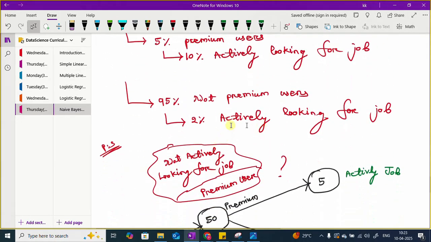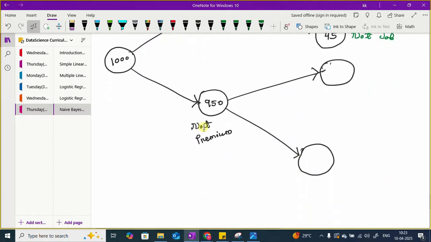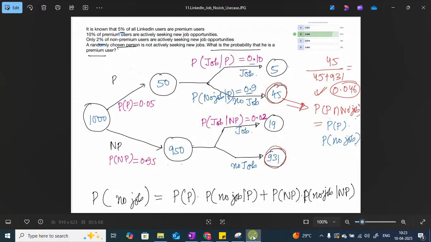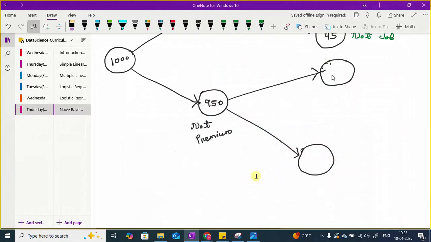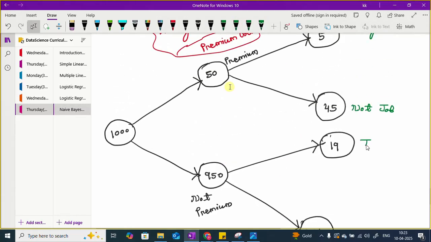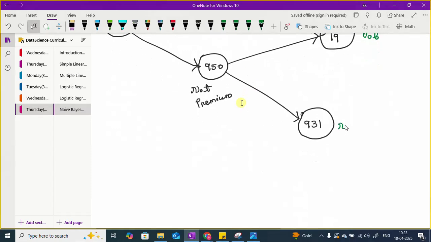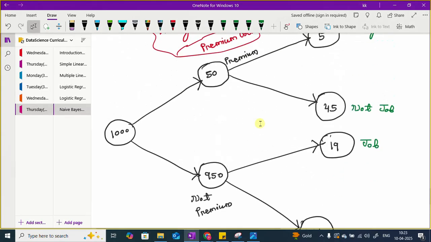2 percentage of the people of this non-premium are actively looking for a job. Now tell me, 2 percentage of 950 is how much? That is 19. You calculate 19. Then 950 minus 19, how much? It will come 931. Those people are not looking for a job. So here they are actively looking for a job, in short I'm writing job. Here they are not looking for a job, so no job. Clear? Actually, for us, this information is sufficient.